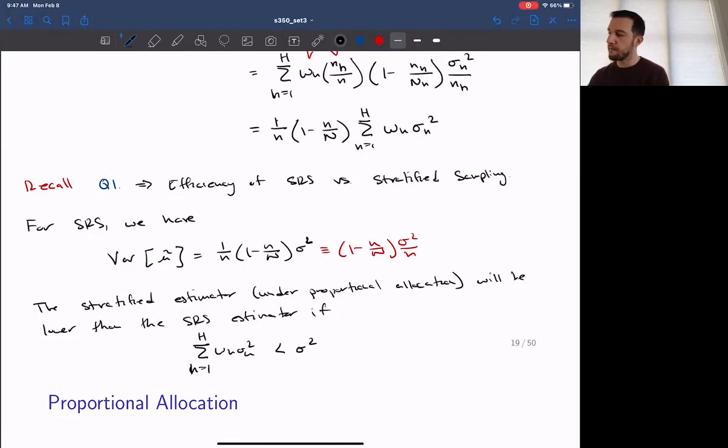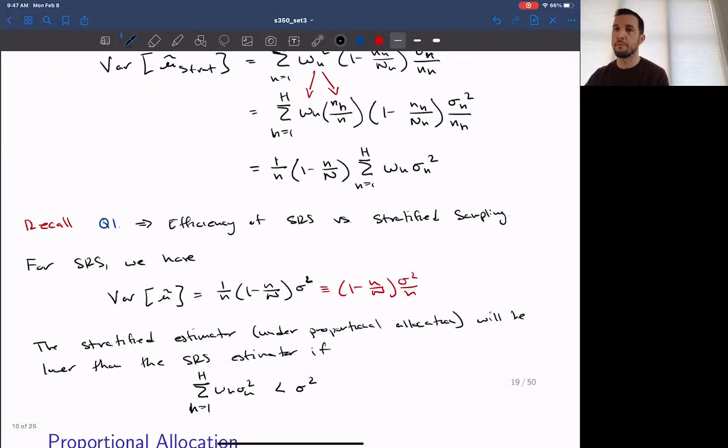So if we compare the variance of the stratified estimator of the mean under proportional allocation to the variance of the SRS estimator of the mean, it's easy to see that the only difference is the sum across the strata compared to the sigma squared. If the sum from h equals 1 to capital H of WH times sigma H squared is less than sigma squared, we would say that the stratified approach is more efficient, because the variance of the estimator of the mean is going to be smaller for the stratified approach.